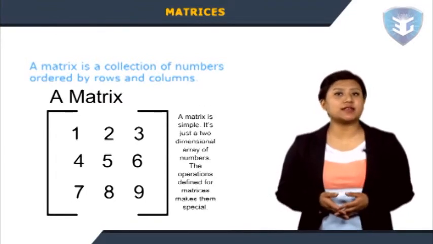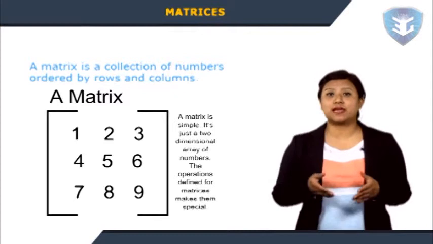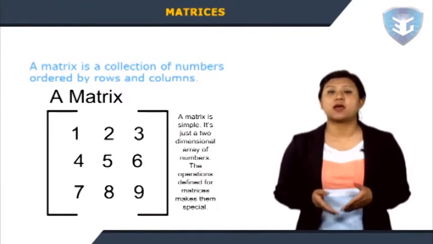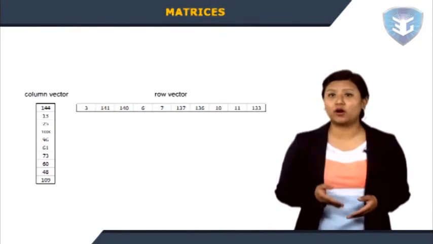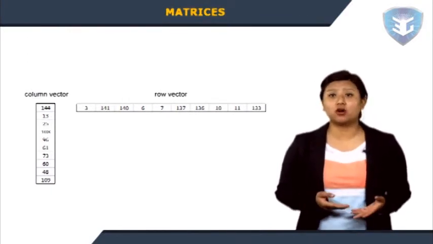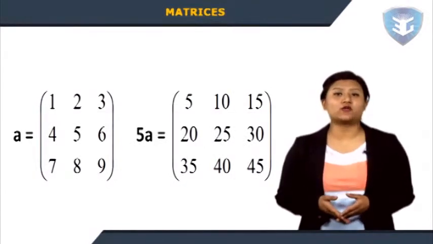A matrix is a collection of numbers ordered by rows and columns. It is customary to enclose the elements of a matrix in parentheses, brackets or braces. A vector is a special type of matrix that has only one row, called a row vector, or one column, called a column vector. A scalar is a matrix with only one row and one column.